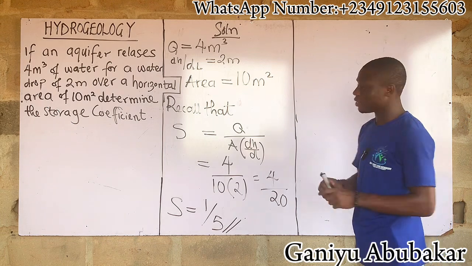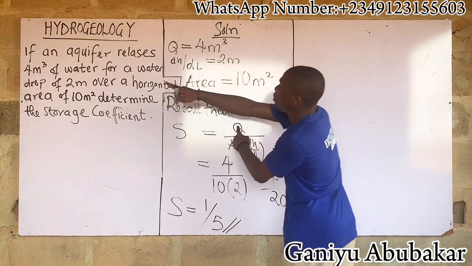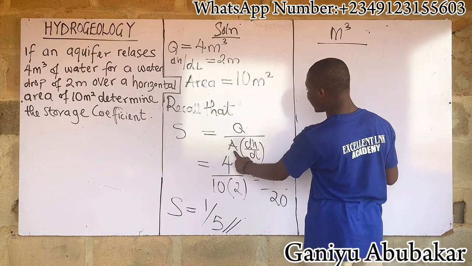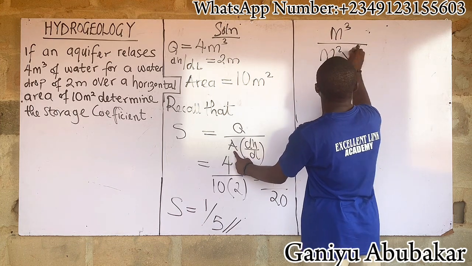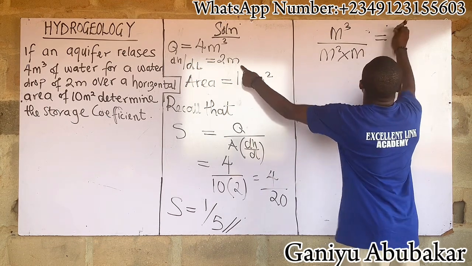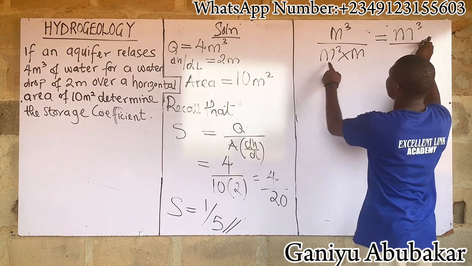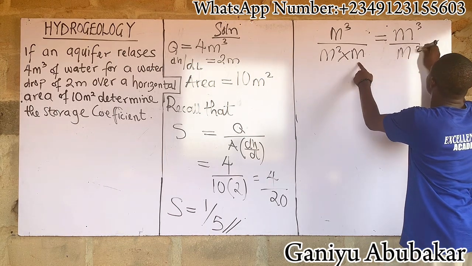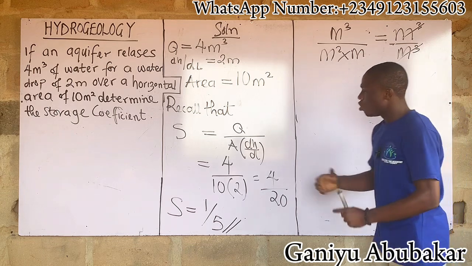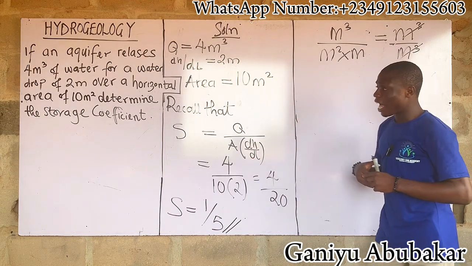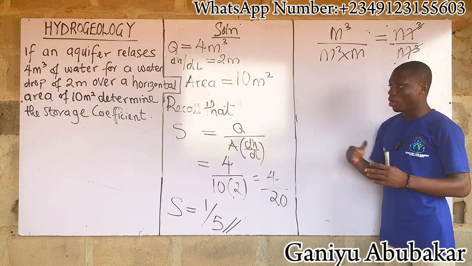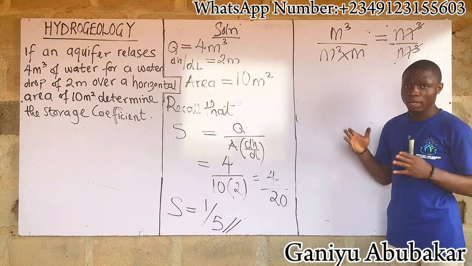Why do I say that? Q is meter cube, all over area, which is meter square, times h over l, which is in meters. This becomes meter cube over meter square times meter. Observe that these will cancel out. So note that the storage coefficient has no SI unit. So that becomes your answer to this particular past question.